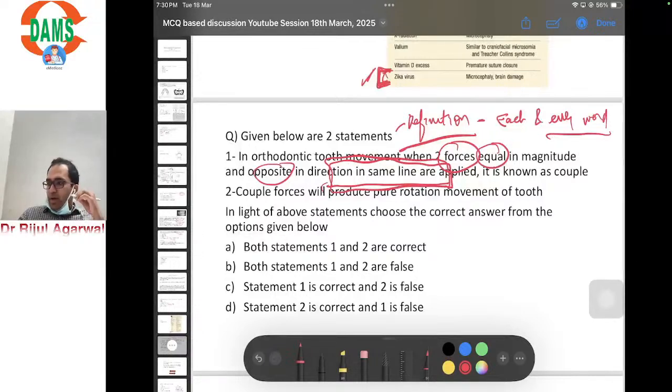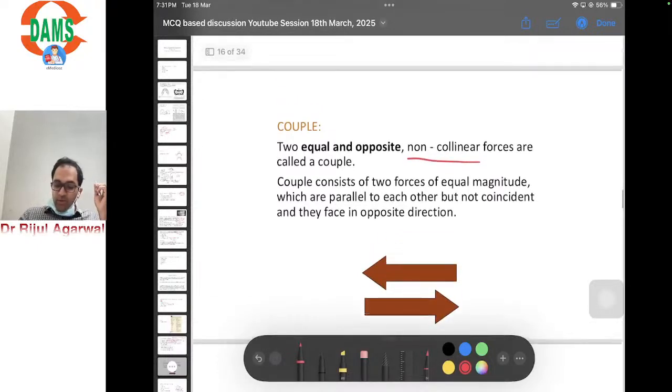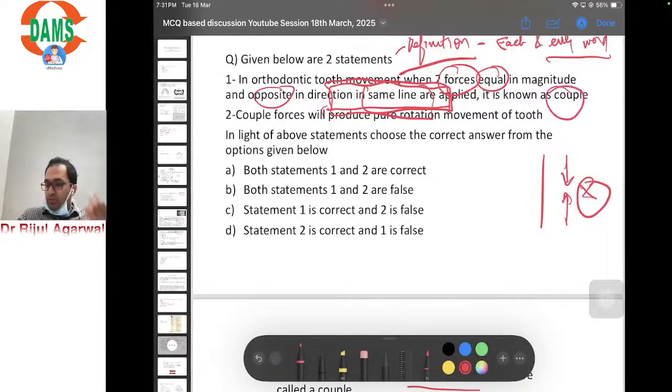And what is the definition of couple? They should be non-collinear, equal and opposite, and at last they have written same line. If this force is like this, and this force is like this, two forces equal in magnitude and opposite and in the same line are applied, meaning this is the line, and they apply on the same line, what will happen? They will cancel out each other. So what will happen? No couple.